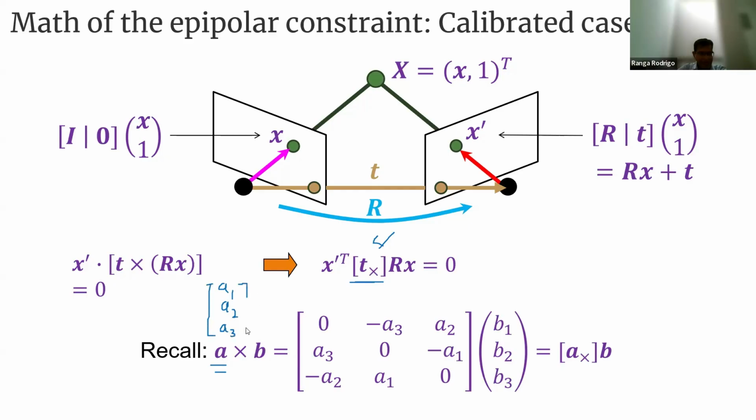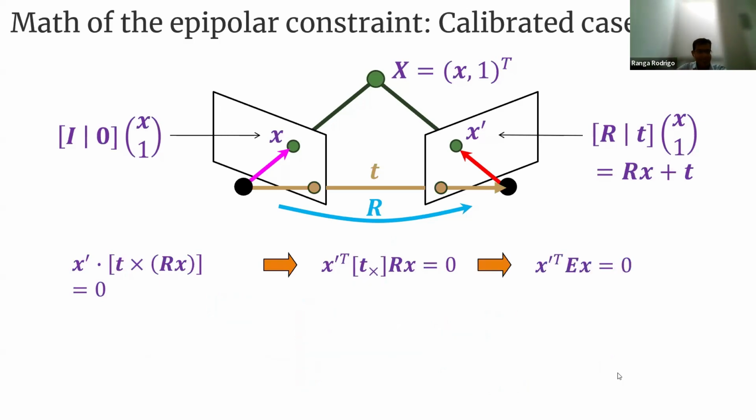The skew symmetric matrix is like this. Using that skew symmetric matrix, you can get the cross product by matrix multiplication rather than using the cross product formula. So therefore you can see x prime transpose, we use a special symbol E, the essential matrix, and that essential matrix is the skew symmetric matrix of T times R. This is your E. That's the formula for that.